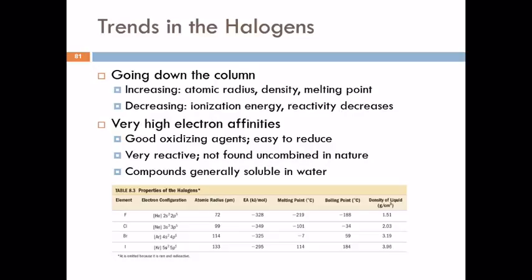We see that the ionization energy decreases, and again, we see that the reactivity increases. These guys have very high electron affinities. So, they're just on the opposite side of the noble gases from the alkali metals. So they're good oxidizing agents. They're very easy to reduce. The alkali metals were good reducing agents. Also very reactive, and their compounds are generally soluble in water.